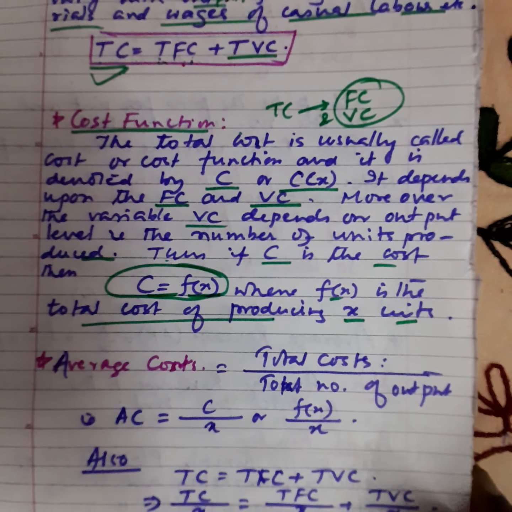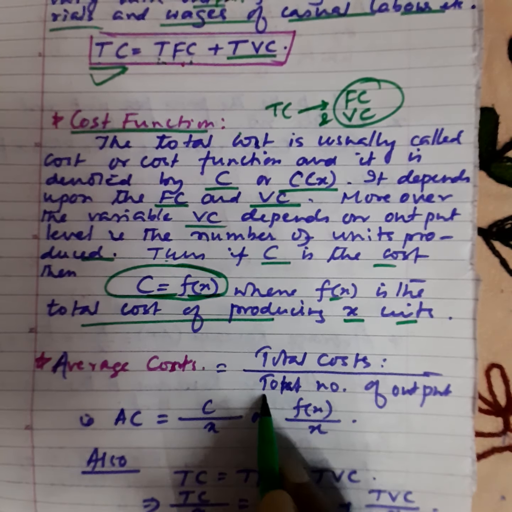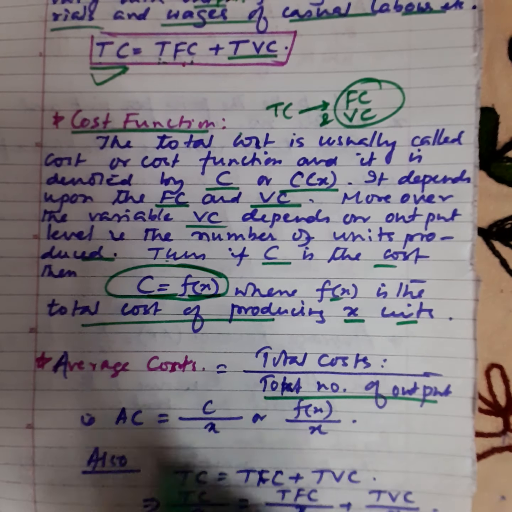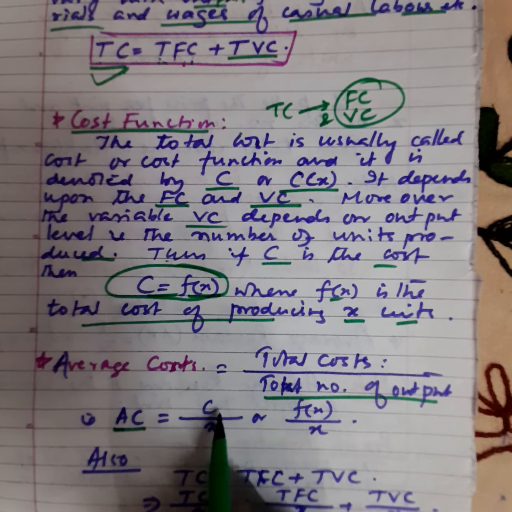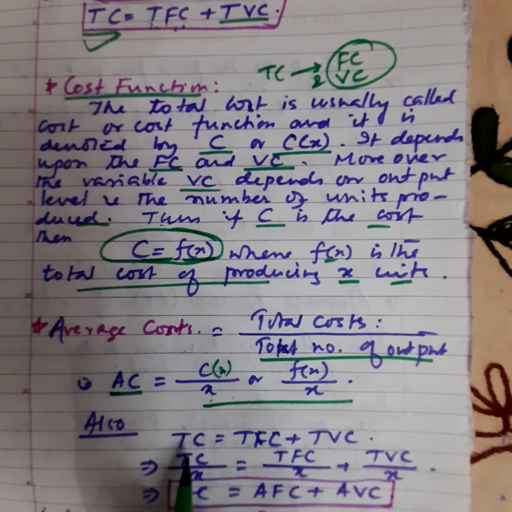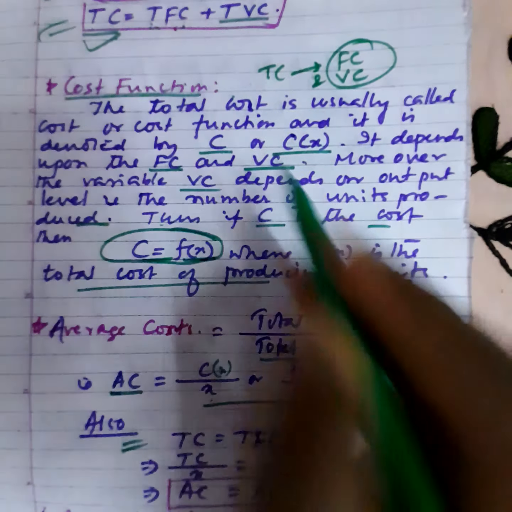So what is average cost? Average cost is total cost divided by total number of output. It is denoted by AC. AC is equal to C by x, or C(x) by x. We can say C(x) by x or F(x) by x. Also TC, that we know.